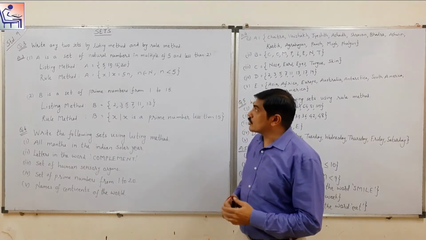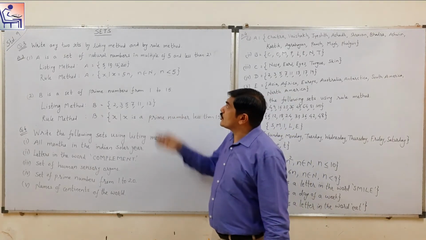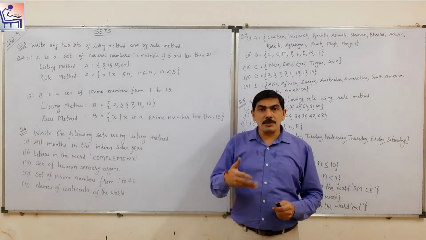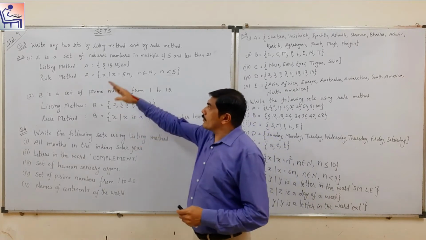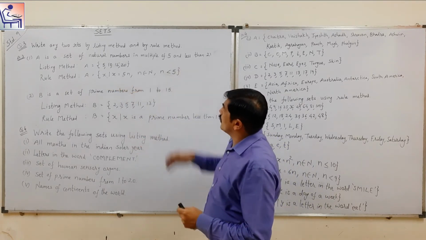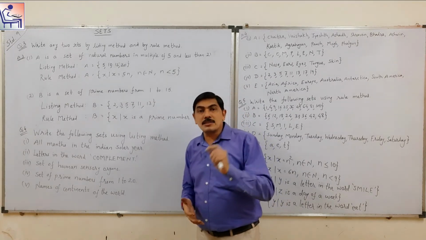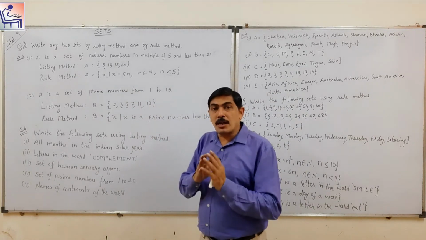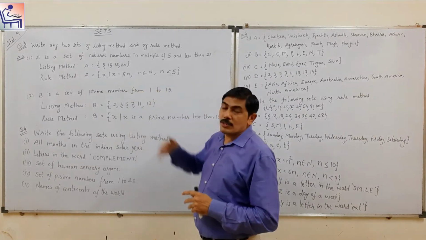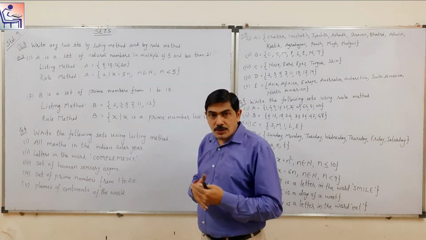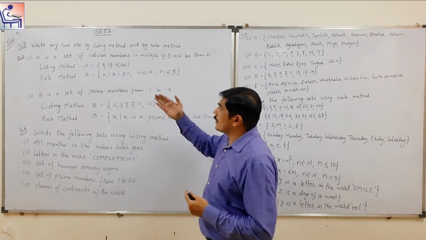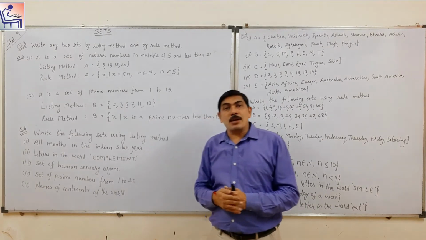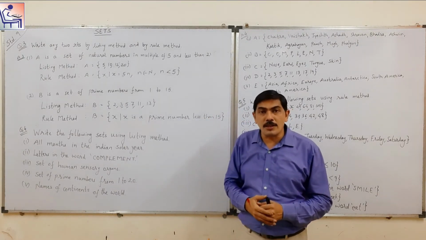Here we are starting with question number 3. Write any two sets by listing method and by rule method. Here you can give any two examples. The first example: A is a set of natural numbers that are multiples of 5 and less than 21. In the listing method we have to write all the elements. It's a natural number, so it will be positive and a multiple of 5, that means 5, 10, 15 and 20. We cannot write above 20 because it is less than 21.